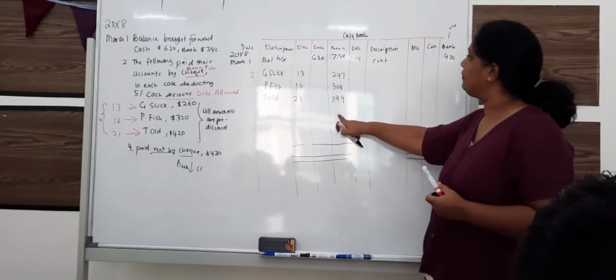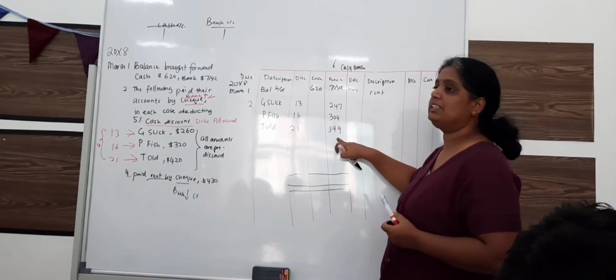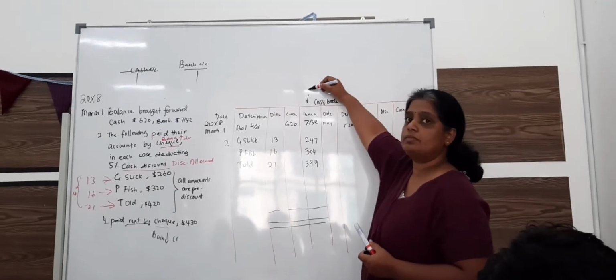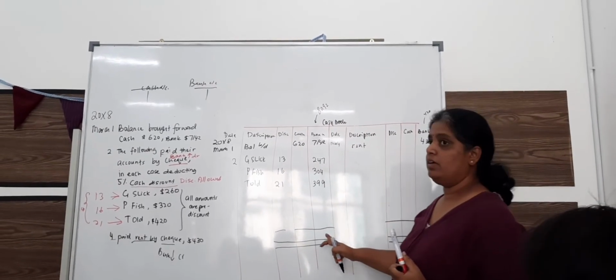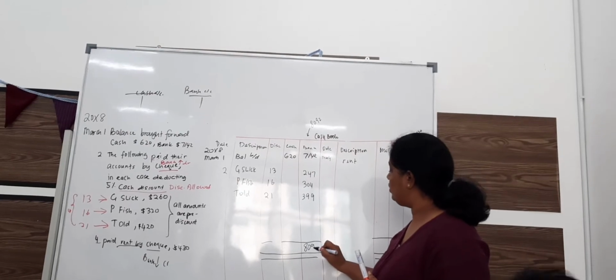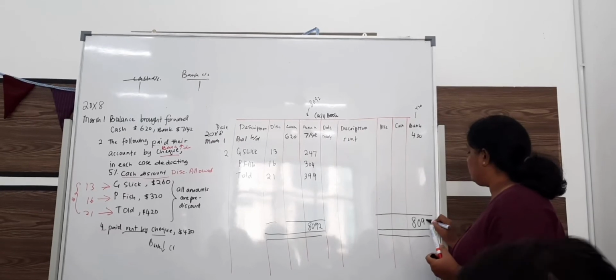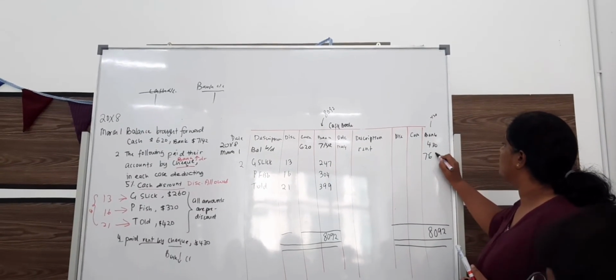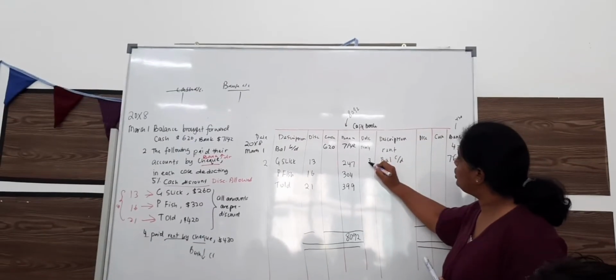How much is this side? Can someone count for me? 7142 plus 247 plus 304 plus 399. How much is it? 8092. So which side is more? I will write here 8092, and the same thing I will write here, 8092. So how much is the missing figure? 7662. So what do I call this? A balance carried down, March 30.